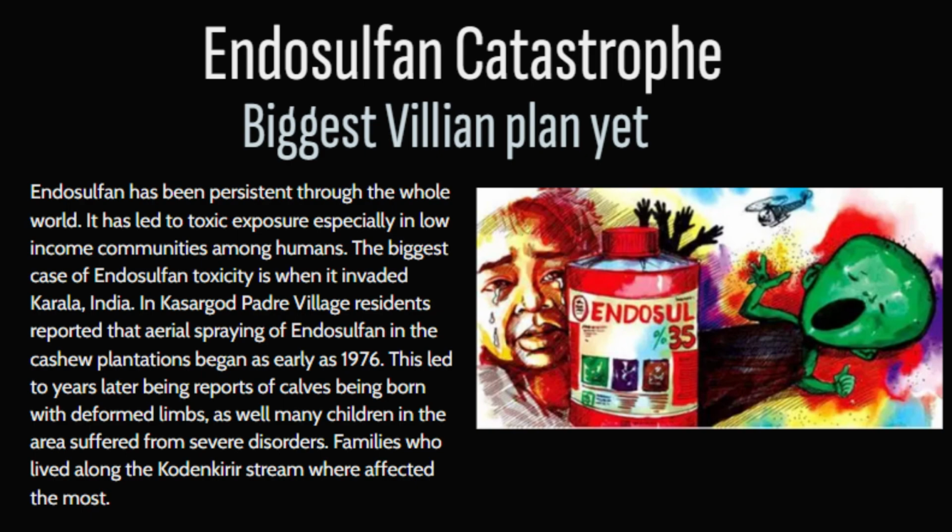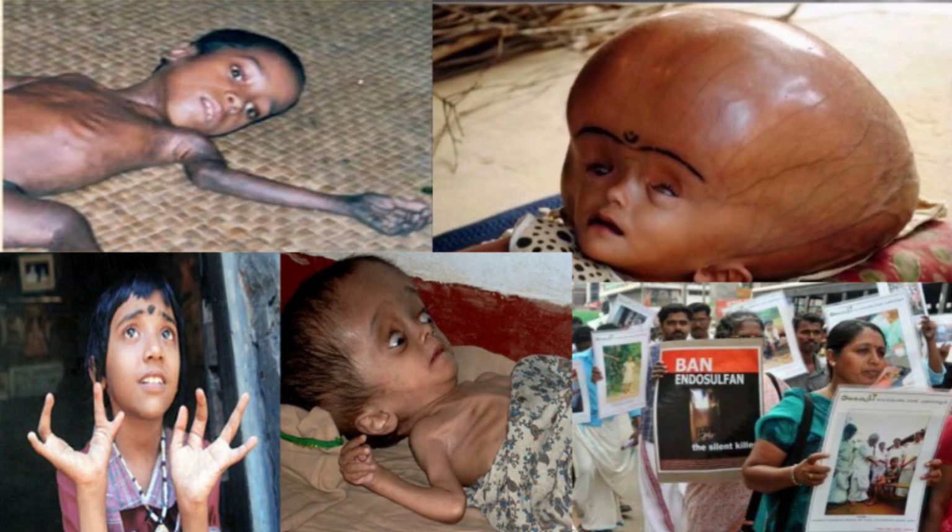This is one of my main reasons on why it is a villain, because it is something so cruel that can happen to organisms and humans. Right now, I am just showing some disturbing pictures of the effects of endosulfan. As I mentioned, it affects the low income communities of India, and this is just my main reason on why endosulfan is clearly a villain, because it is something so cruel that can happen to humans.